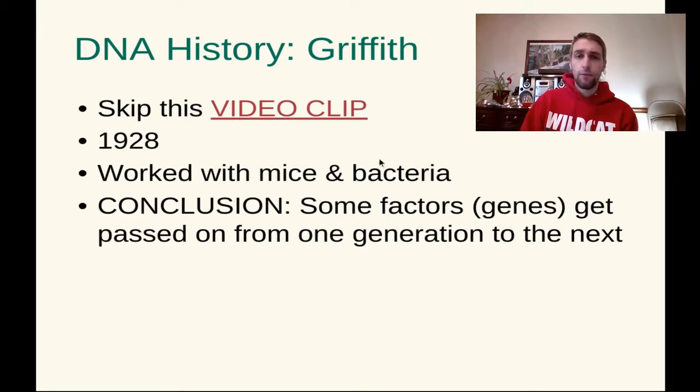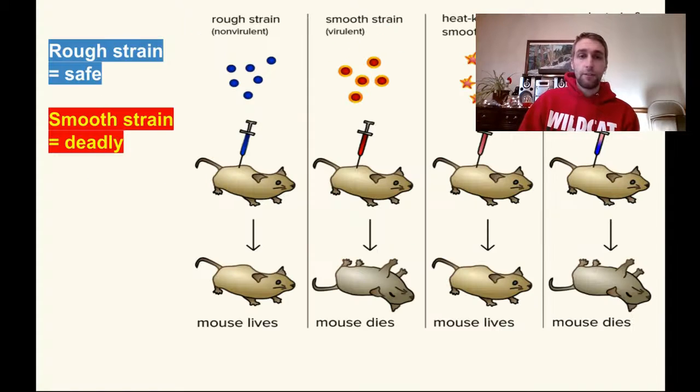There is a video here if you want to watch it. It's kind of confusing. It's been confusing to people in the past, but if you want to watch it, open up the slides document and you can watch it on your own. So how did Griffith make that conclusion? So he dealt with 2 different types of bacteria in mice.